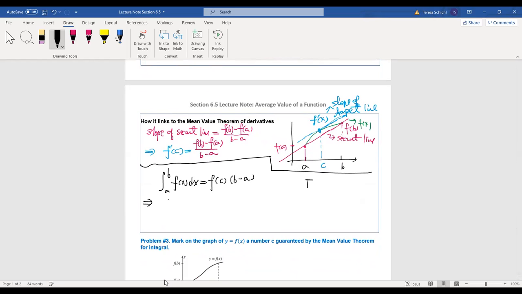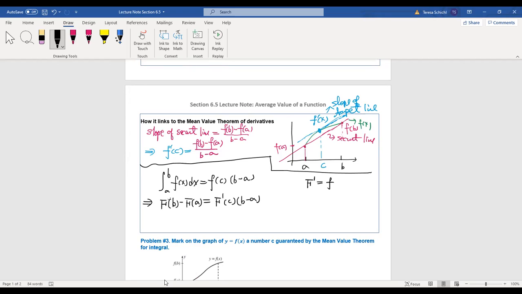So if I have the function F prime equal to f, then by the fundamental theorem of calculus, what is this one? This will be F of b minus F of a, right? And then when you take the derivatives here, this one will be f prime of c times b minus a, right?